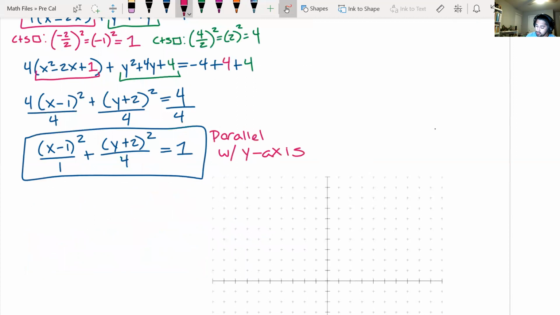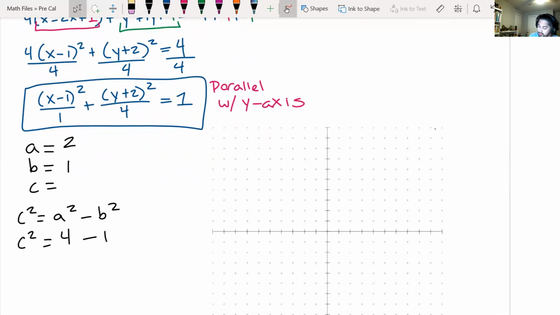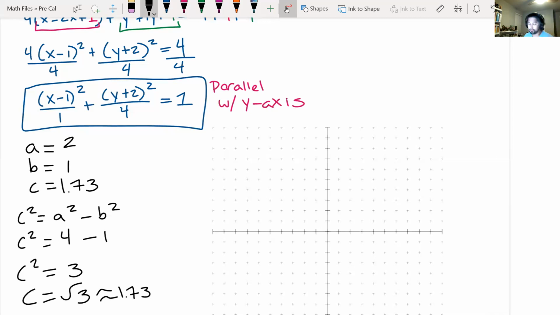Okay. Well, then let's go ahead and figure out what we need to graph this. What is my value of a going to be? 2. b is 1. And now we have to find c. So it's a squared minus b squared, and you get 4 minus 1, which gives me 3. And c is radical 3. But we need that decimal number, 1.73. Okay, perfect.